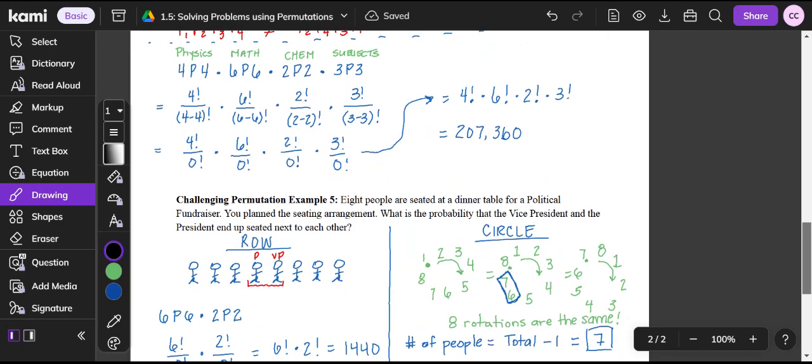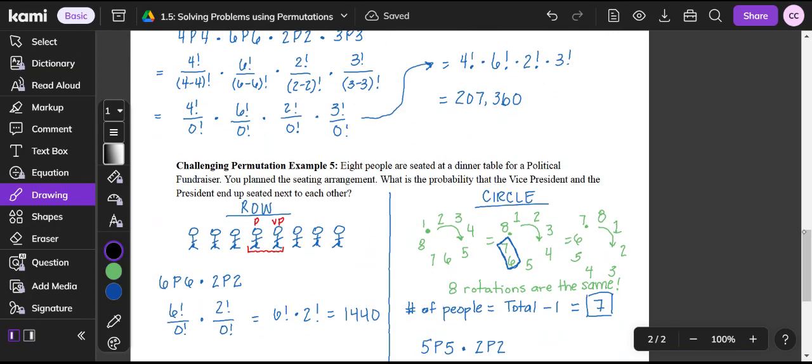And last, problem number 5. It says 8 people are seated at a dinner table for a political fundraiser. You planned the seating arrangement. What is the probability that the vice president and the president end up seated next to each other?